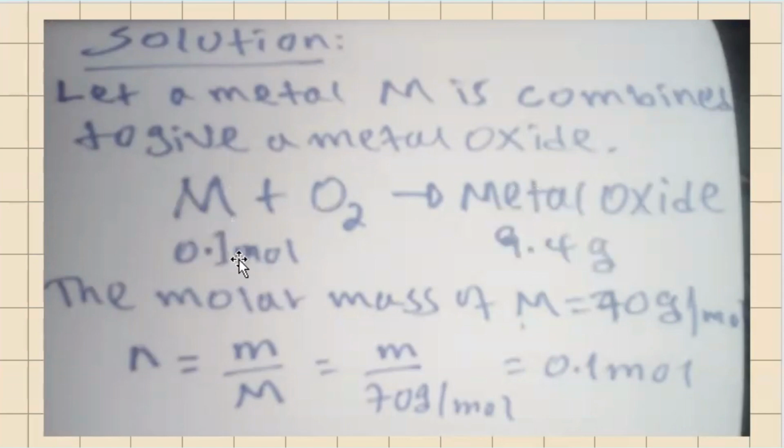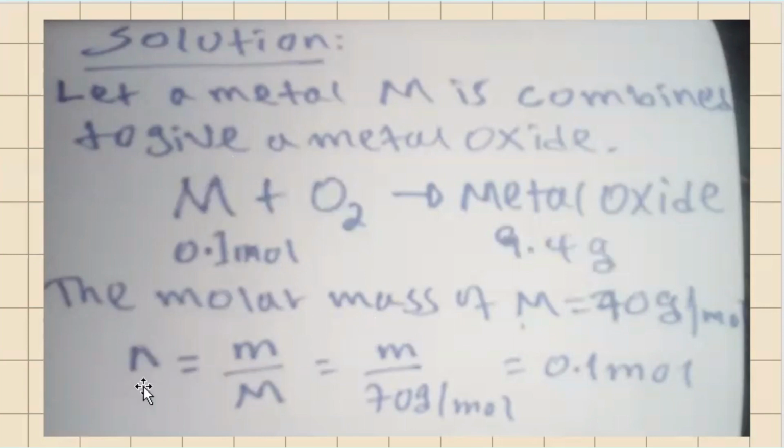Okay, according to the law of conservation of mass, the total mass of the reactants equals the total mass of the product. Okay, this 9.4 gram metal oxide equals the mass of the metal M and the given mass of what? O2. The molar mass of them. First convert this 0.1 mole into what? Mass. How can we convert?